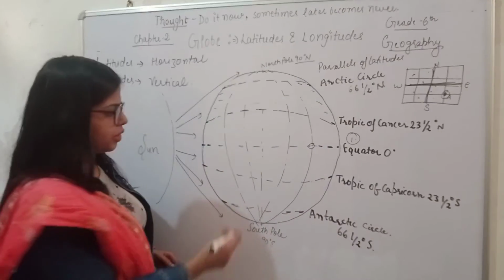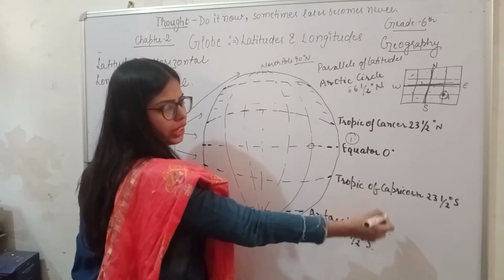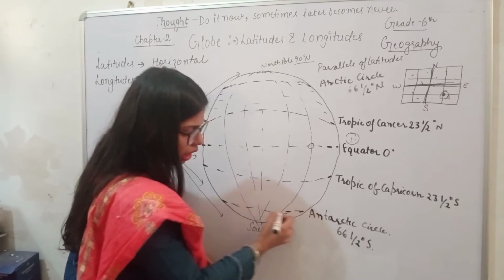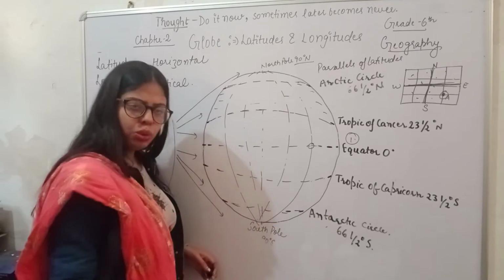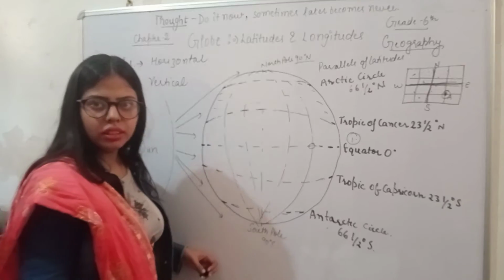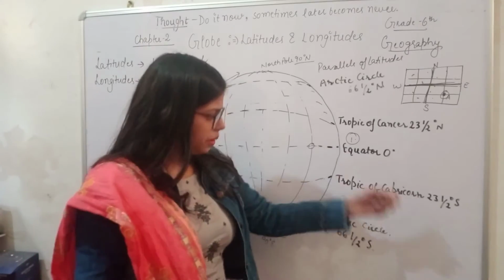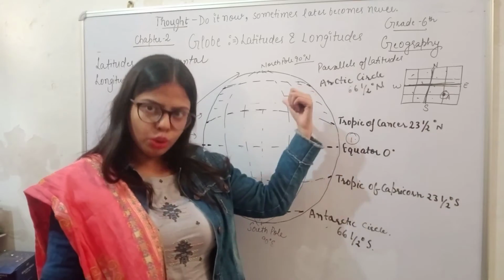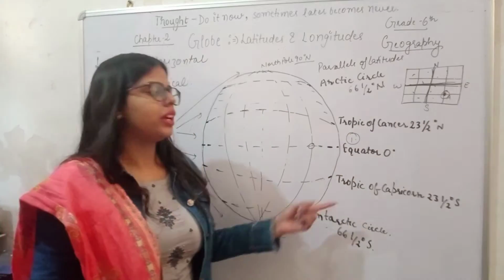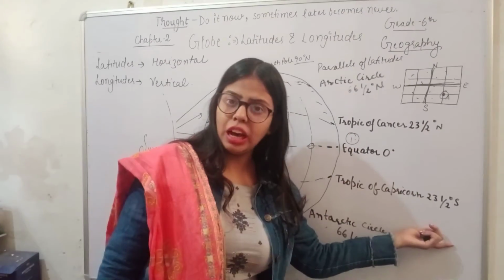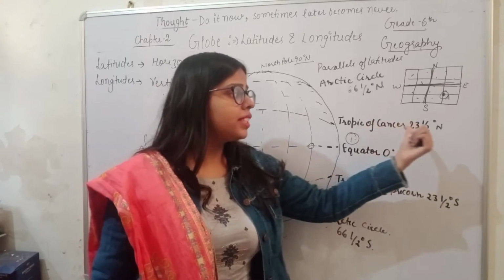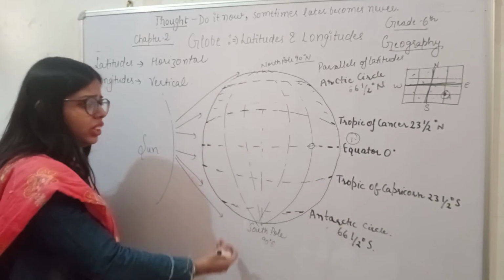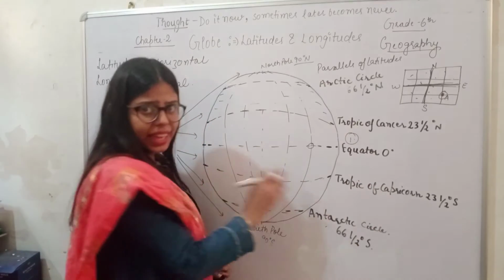Similarly, in the southern hemisphere, Tropic of Capricorn at 23.5 degrees of south and 66.5 degrees in south at Antarctic Circle. The degrees are same, 23.5 here and 23.5 here, but it is in the north side and it is in the south side. So Tropic of Capricorn at 23.5 degrees of south, Tropic of Cancer at 23.5 degrees of north. So we have these 5 important latitudes.